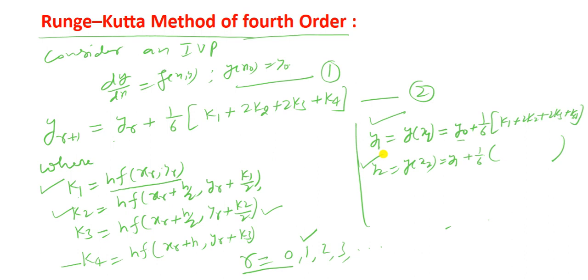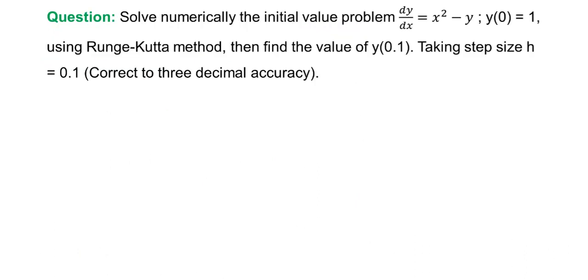Now let me explain this concept with the help of a numerical problem. So, here I am considering an example based on this method. The problem is: solve numerically the initial value problem dy by dx is equal to x square minus y with the condition y0 is equal to 1 using Runge-Kutta method. Here the order is not given, so this is understood: we apply Runge-Kutta method of order 4.